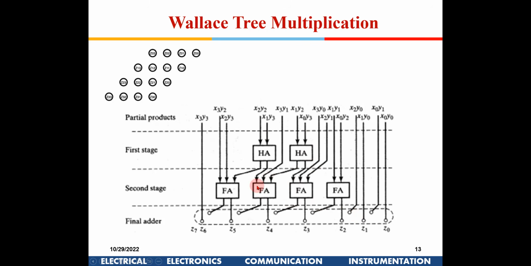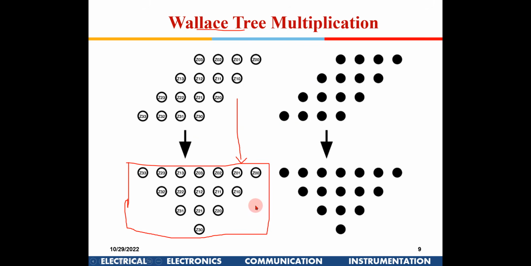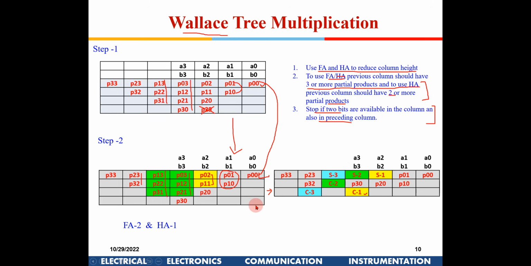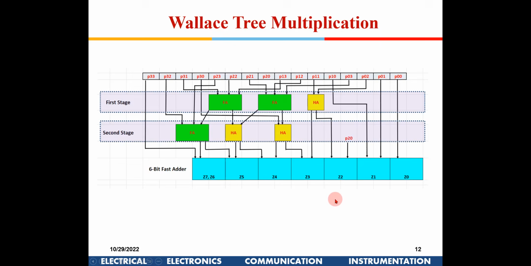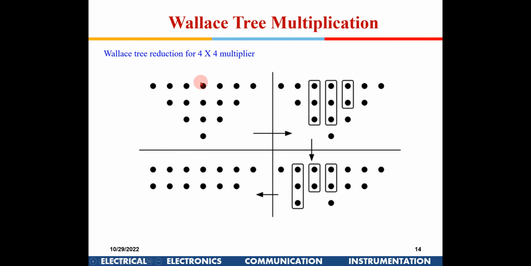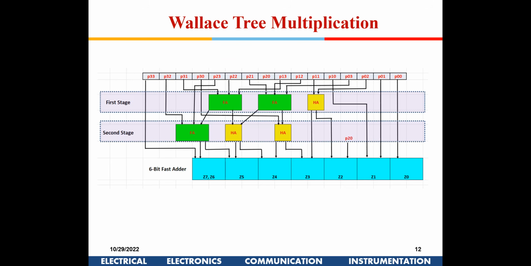Okay, so if you come across this in your textbook, probably you can use this algorithm, which is better explained in this book by Karim Abbas. So you can use this book where he has given some examples. So we'll see for a 4 into 4 multiplier how it is done here. Can you please go to that fast adder slide? One more, that blue one. Yeah, 6 bit, 1, 2, 3, 4, 5, 6, 7.